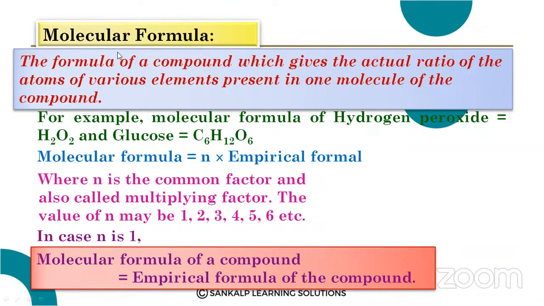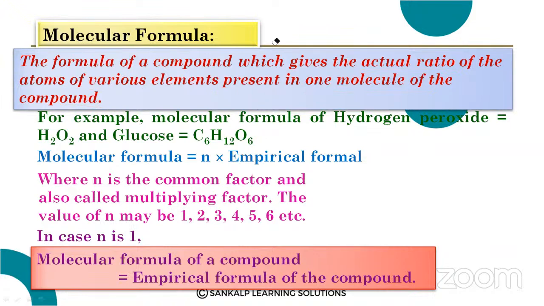So what is molecular formula? What is the difference between empirical and molecular formula? The empirical formula tells you about the simplest whole number ratio. The molecular formula tells you about the actual ratio of the atoms of various elements present in one molecule of the compound. We'll see an example, then you will come to know.